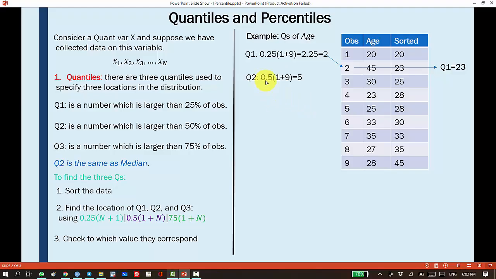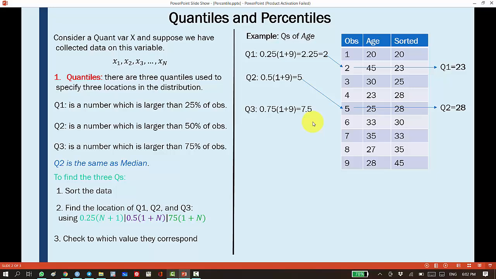For Q2, of course, we multiply 0.5 with 1 plus n, which is 5. Therefore, 5 is the location of the second quantile, which corresponds to this observation. Hence, Q2 is 28. For the third quantile, we multiply 0.75 with 1 plus n, which becomes 7.5.